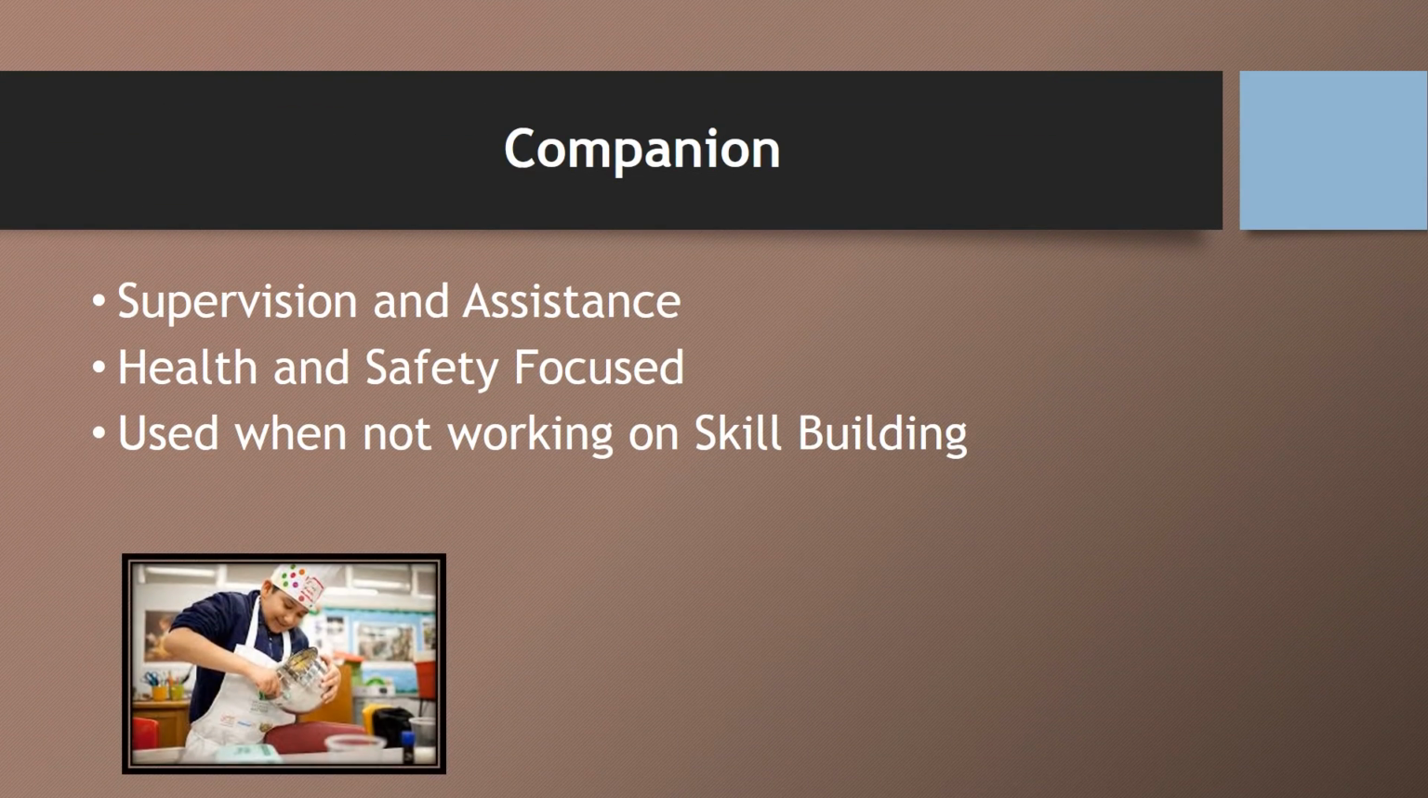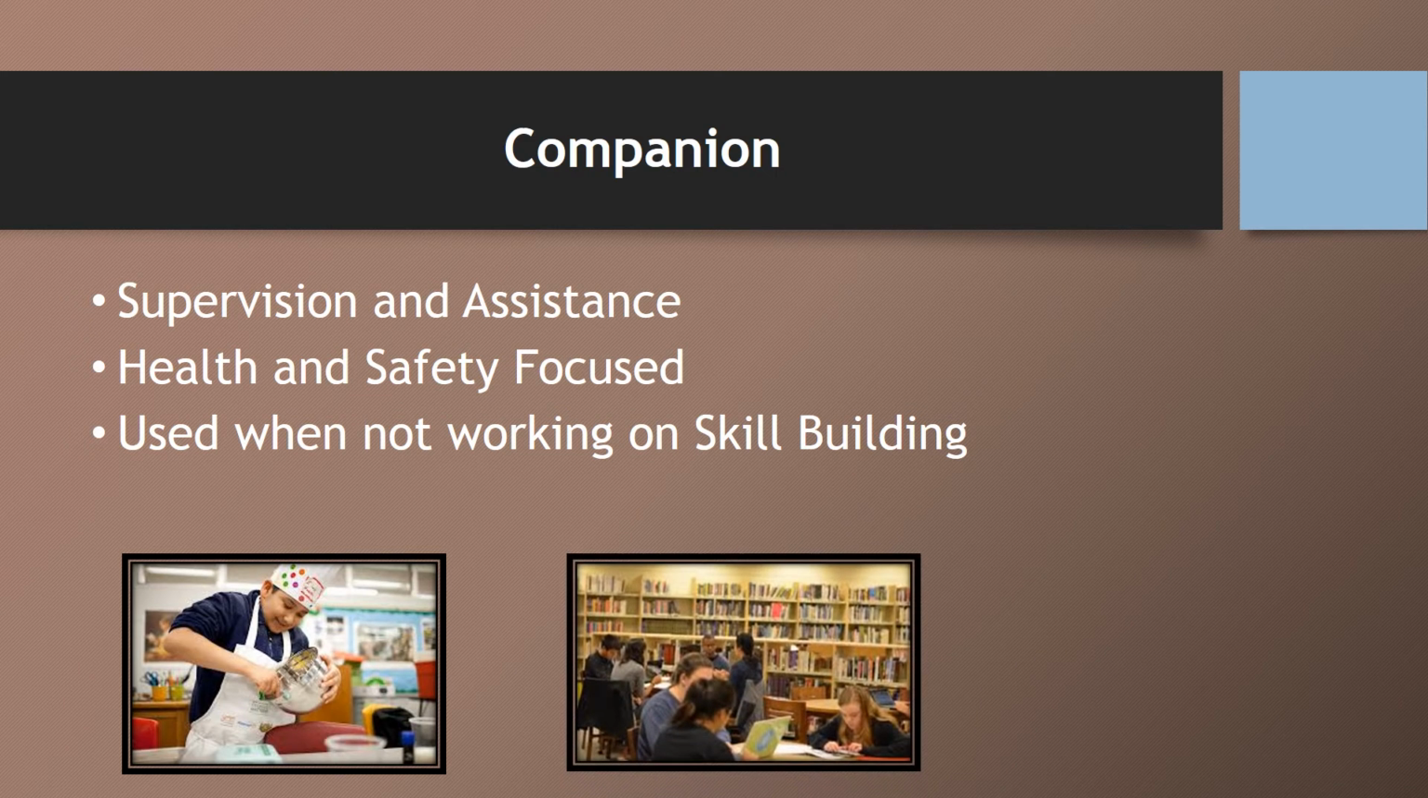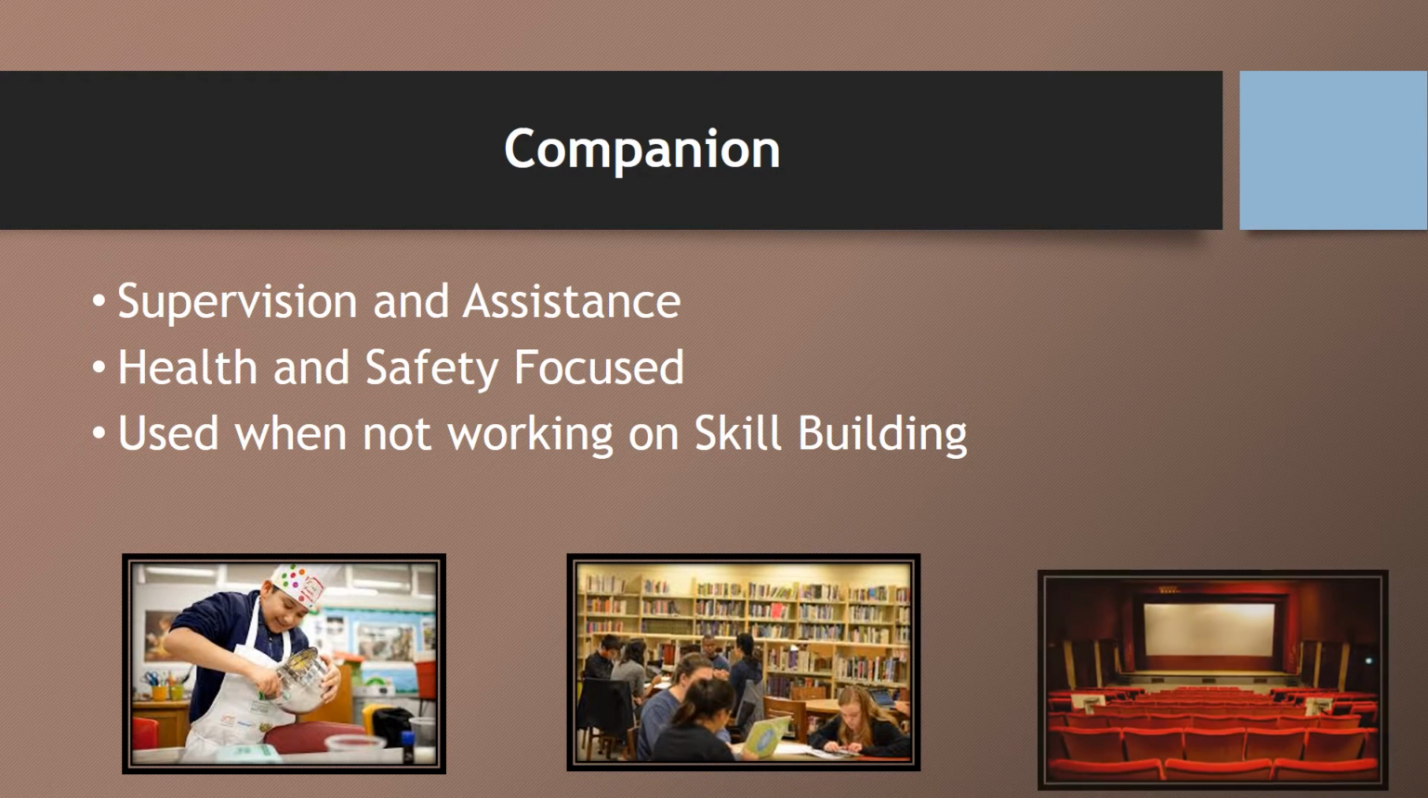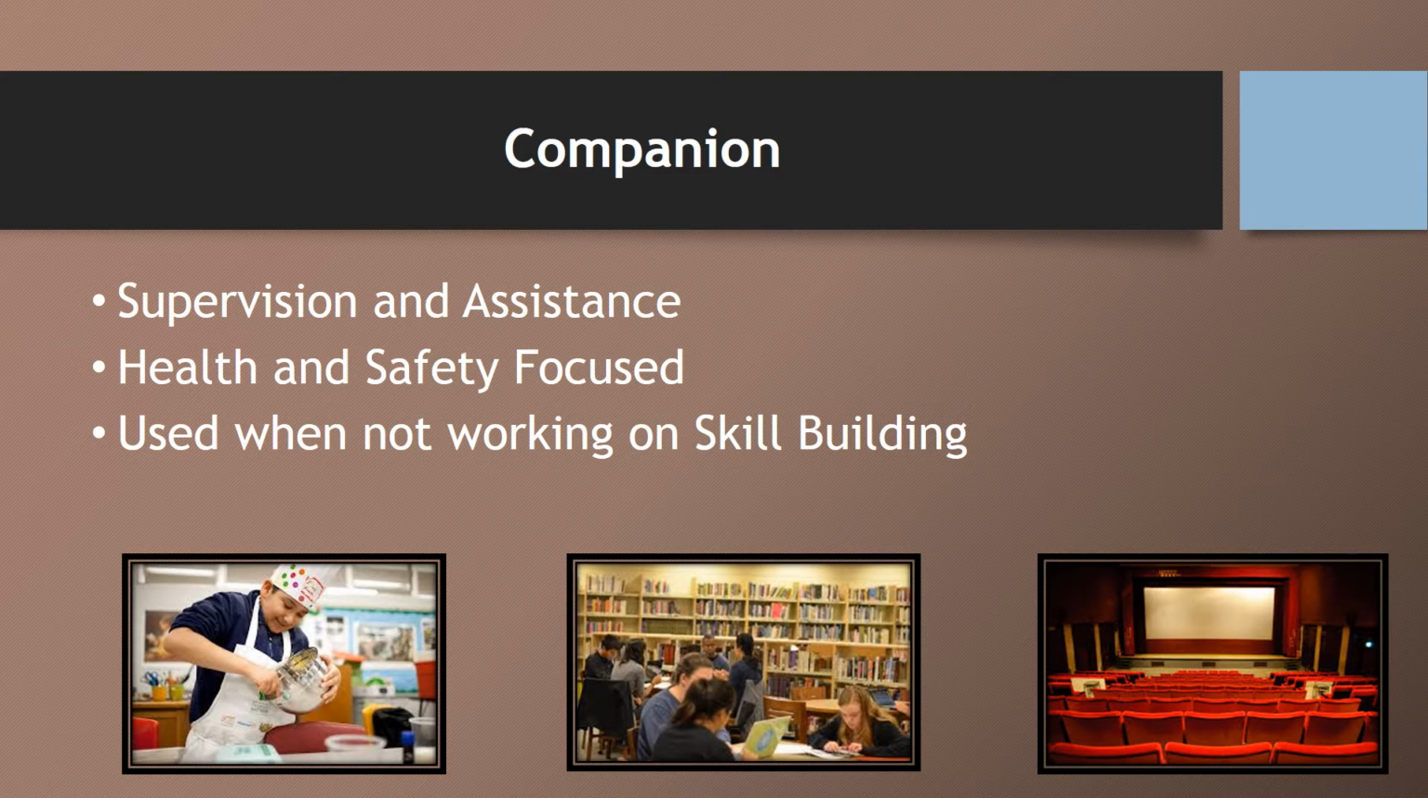Companion service provides supervision and assistance that is focused on maintaining the participant's health and safety. Companion services are used in place of habilitation services when a habilitative outcome is not appropriate or feasible, which means when the participant is not learning, enhancing, or maintaining a skill. This service type provides supervision and assistance to carry out daily activities such as grooming and hygiene, meal preparation, household chores, social or recreational activities, and so on.